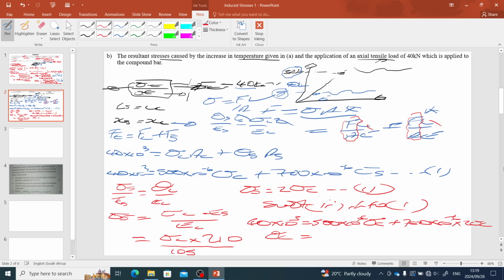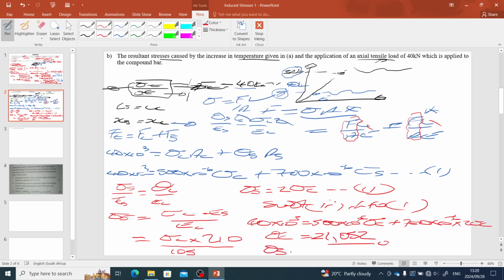Okay. Then you are having 40 times 10 to the power 3 divided by the answer that we got. Right. Divide by 1, 2, 3, 4, 5, 6. Now I get my stress in copper as 21. I've already calculated everything there. Stress in copper is 21,052. Okay, that's what I got.